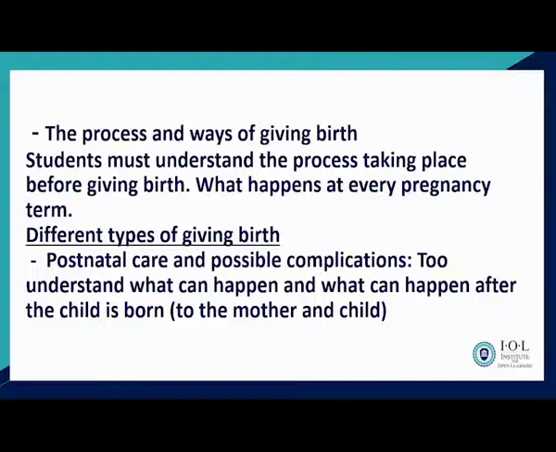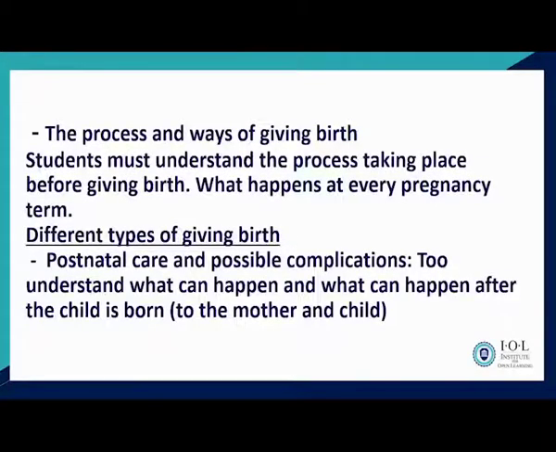Postnatal care: when you give birth, what needs to be there, and possible complications, what might happen. A lot of people are only interested in when somebody is pregnant, so they are only interested in knowing the whole process. But a lot of people are not interested in what happens after giving birth, which can also bring a lot of complications, which can lead to depression and other complications, not just for the child, it can also be complications for the mother as well. So to understand what can happen after a child is born, what can happen to the mother and what can happen to the child as well.